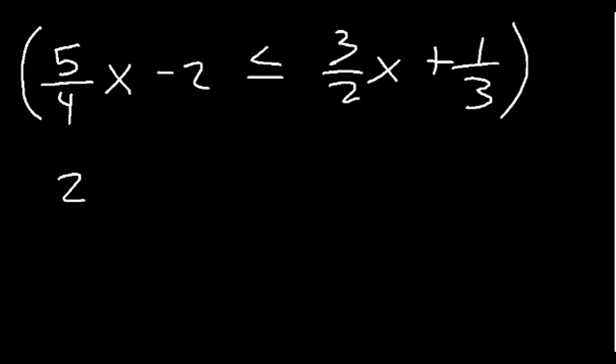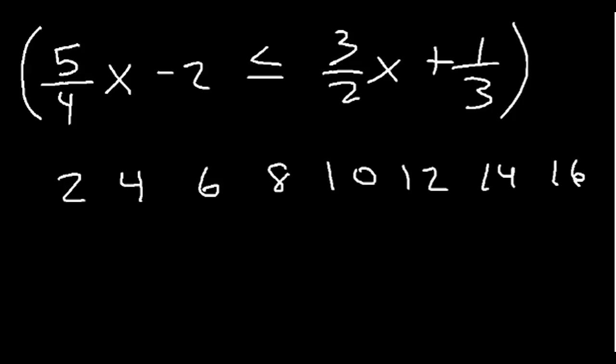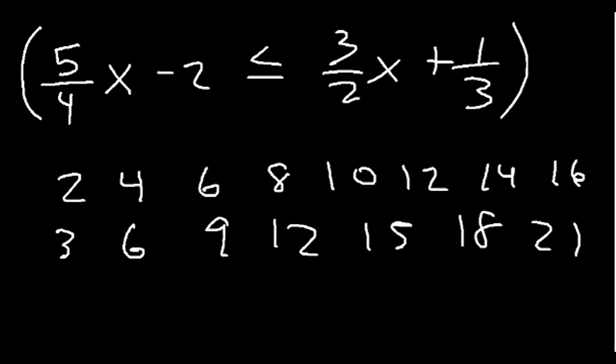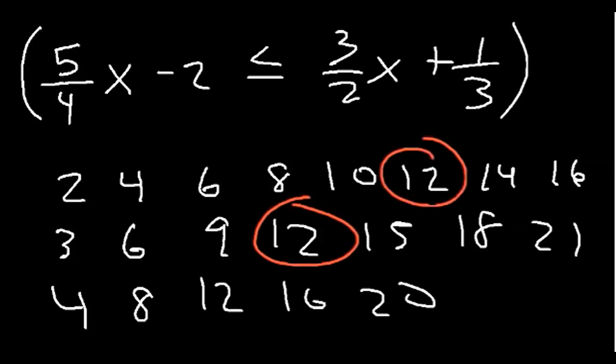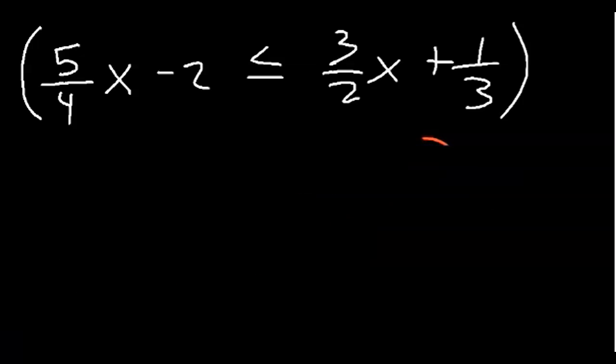Multiples of 2 are 2, 4, 6, 8, 10, 12, 14, 16, and so forth. Multiples of 3 are 3, 6, 9, 12, 15, 18, 21. Multiples of 4 are 4, 8, 12, 16, 20. The least common multiple is 12. 2, 3, and 4 can go into 12. So therefore, we want to multiply both sides by 12. So you want to multiply everything in this inequality by 12.